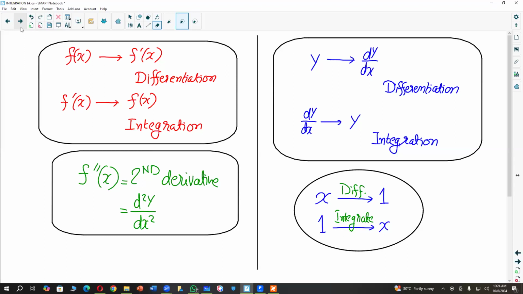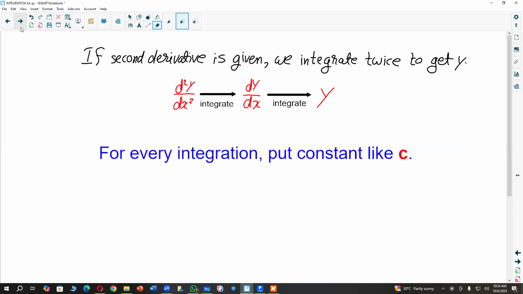I copied it down. Now look at this. If the second derivative is given, we integrate twice to get y. For every integration, put a constant like c. So now look at this working. You have to take a picture of it.